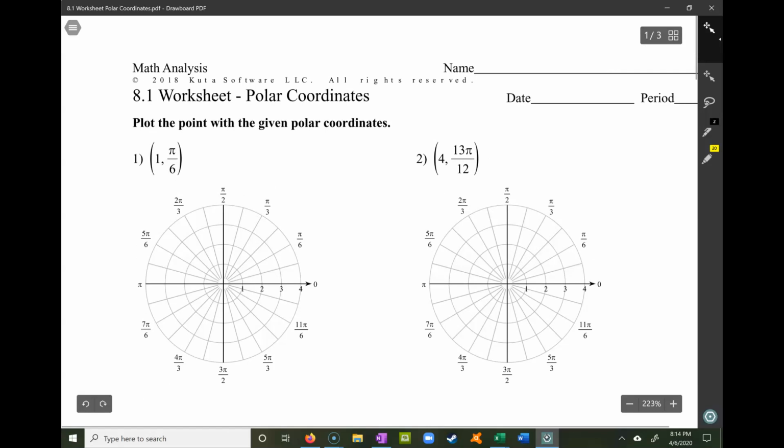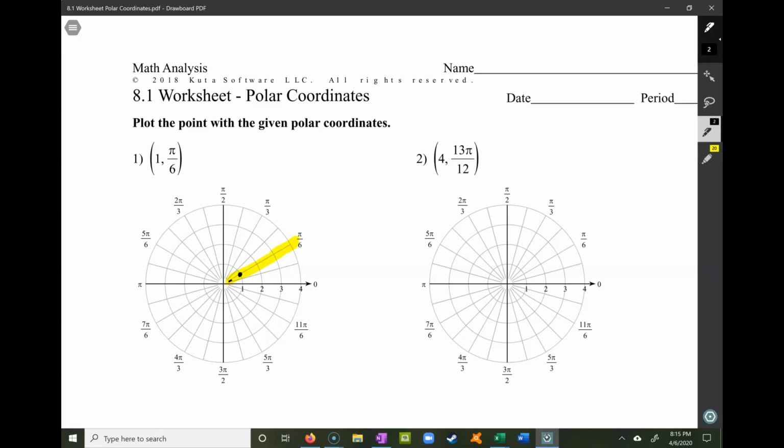I'm going to turn pi over 6, right? And I'm going to go out 1. So we're talking about that point right there. So the turning pi over 6 put me on this line right here, and going out 1 tells me that I'm located right at the dot.